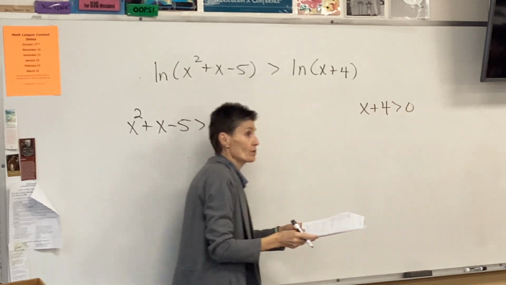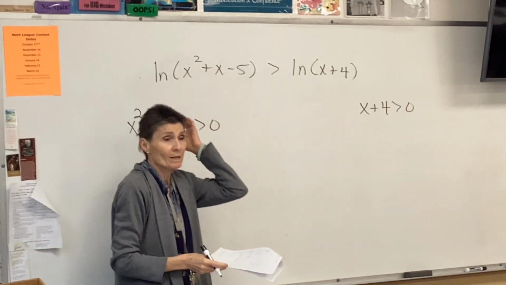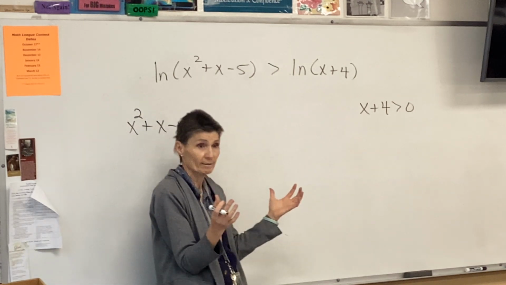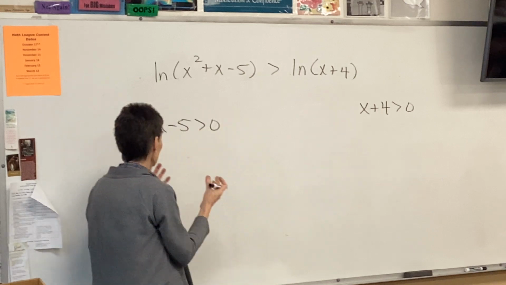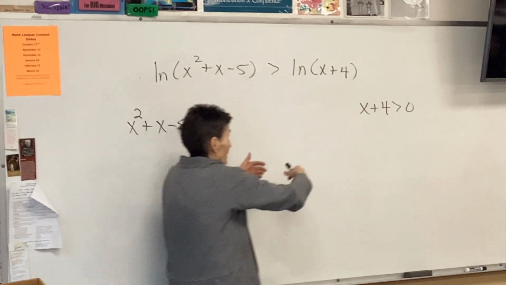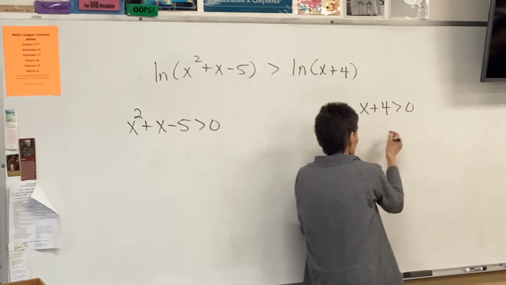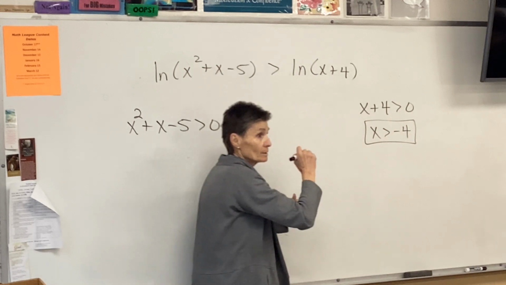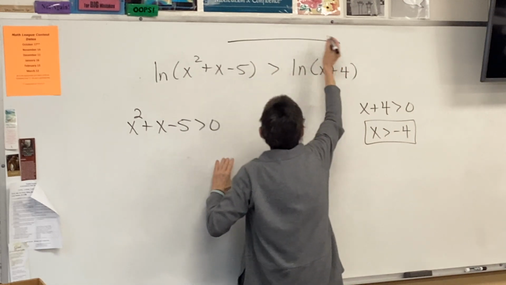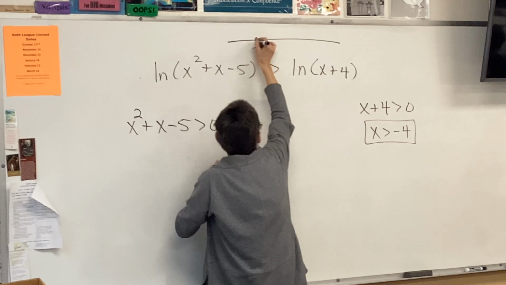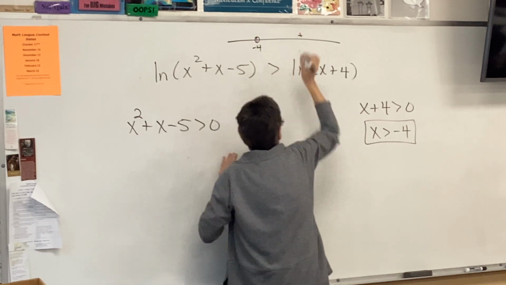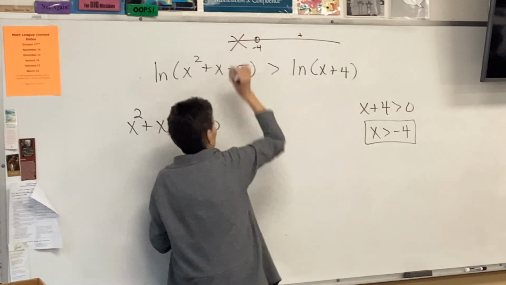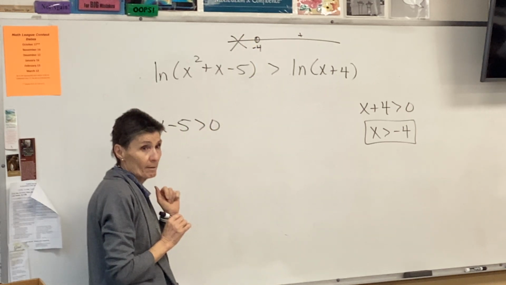So before I even start doing anything, or at least at some point, I have to double check this. Because whatever x's I choose have to make this positive and this positive. Now, this one's easy. X is gonna have to be bigger than -4. So if I'm on my number line doing a sign chart, then I'm over here. I cannot be over here. Everybody good with that conversation?